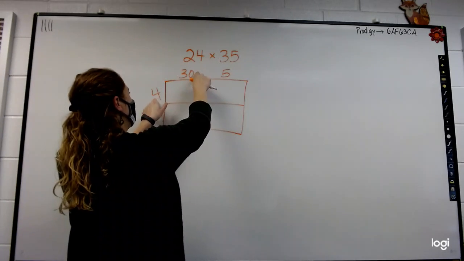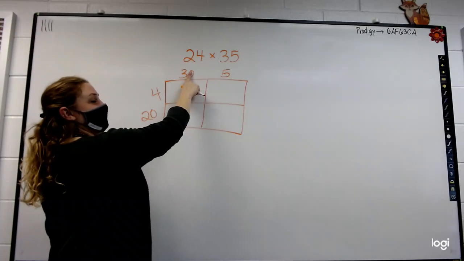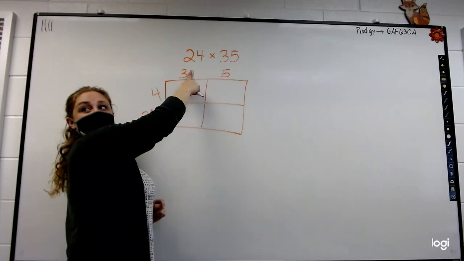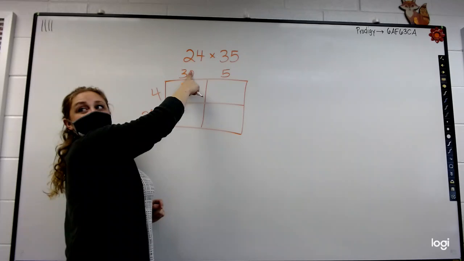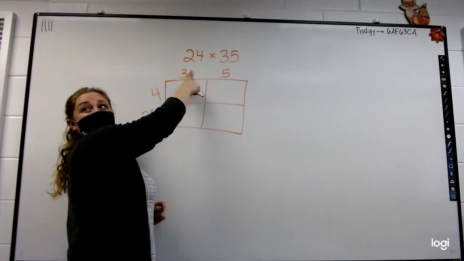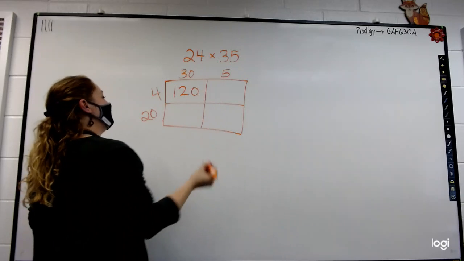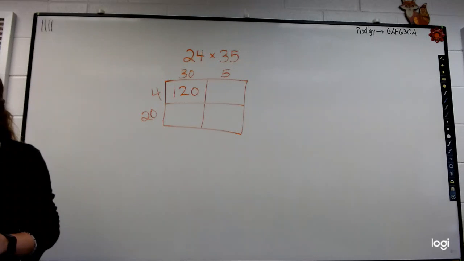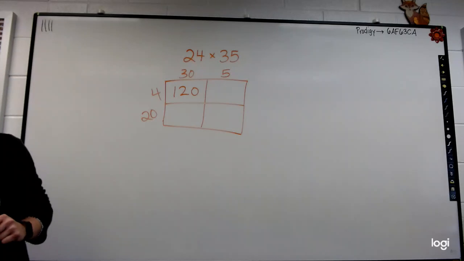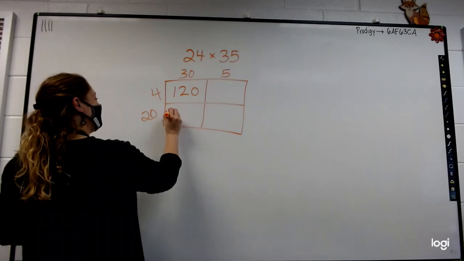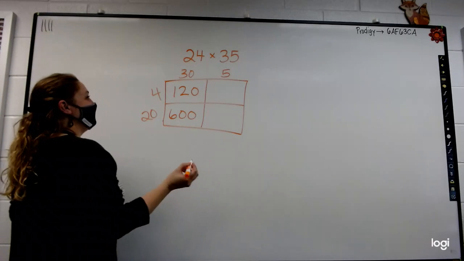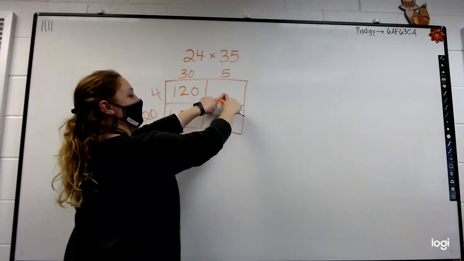So 4 times 30. We cover the 0. 4 times 3 is? Josiah? 4 times 3 is 16. Close. 18. Wrong way. What is it? Madeline? 12. 12, and we add a 0, so 120. 30 times 20. Angie? 600. 600, nice job. All right, our 4 and our 5 meet right here.